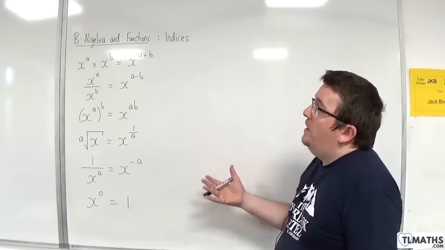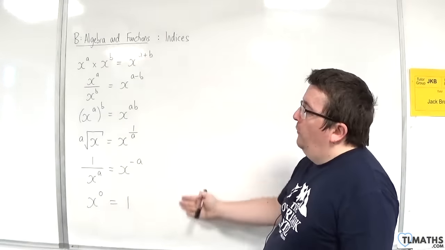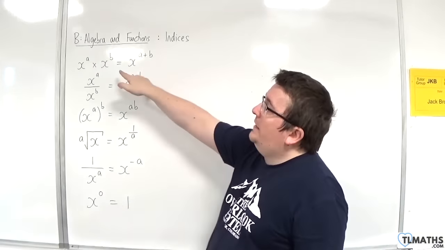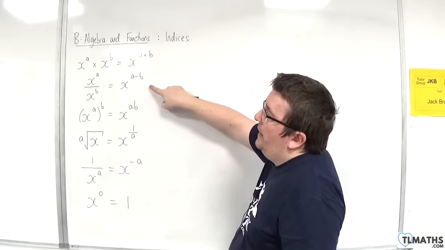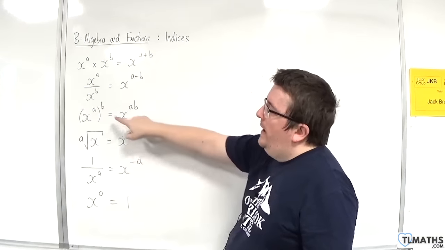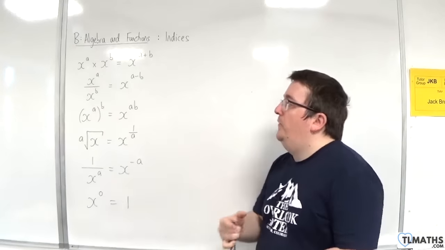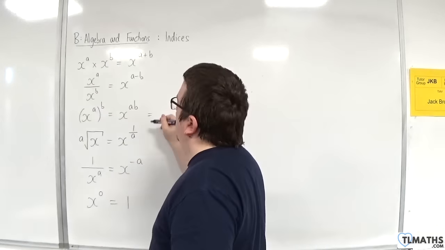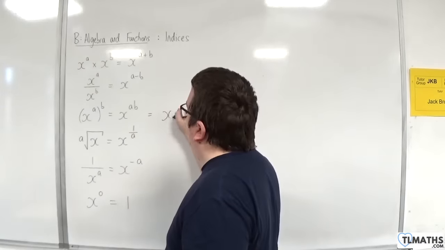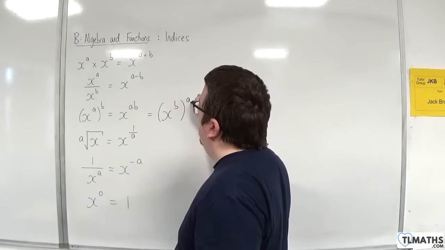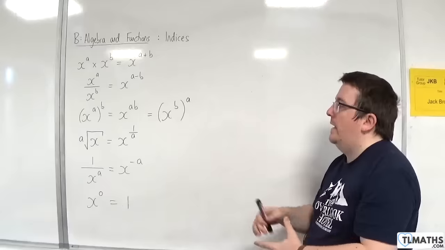So in section B, algebra and functions, the first thing is indices. So you should know all of your index laws. x^a times x^b is, of course, x^(a+b). x^a divided by x^b is x^(a-b). x^a in brackets to the power of b is equal to x^(ab). And that's particularly useful, this one, because you can also manipulate that, because a times b is the same as b times a. So this is the same as x^b to the power of a. So don't forget that you can switch those round. That is quite useful for some index problems.